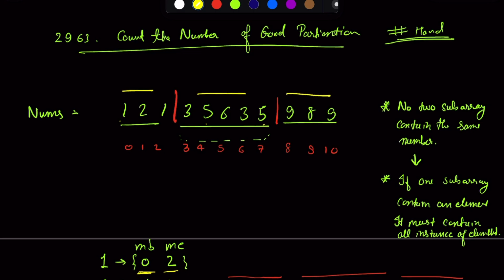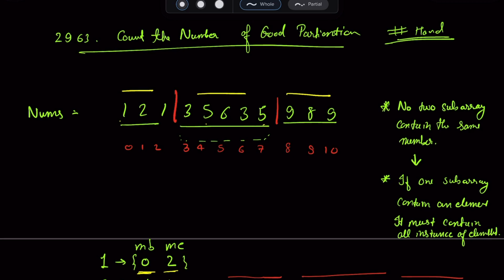What we are asked in this question is that if one is present here in a subarray, this one should not be present in any other subarrays. Similarly, if 5 is present here, this 5 should not be present in any of these two subarrays. I hope the question is clear. So let's look at the approach. How can we solve this problem?